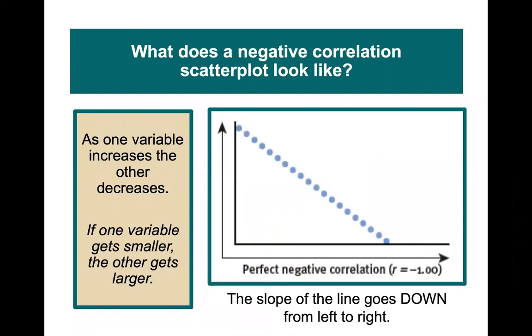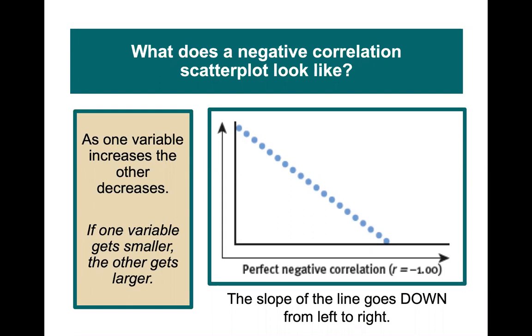Well, kind of almost the opposite. As one variable increases, the other one decreases. If one variable gets smaller, the other one gets larger. This is an example, which doesn't happen very often, of a perfect negative correlation, and r equals negative 1.0. The slope of the line goes down from left to right.